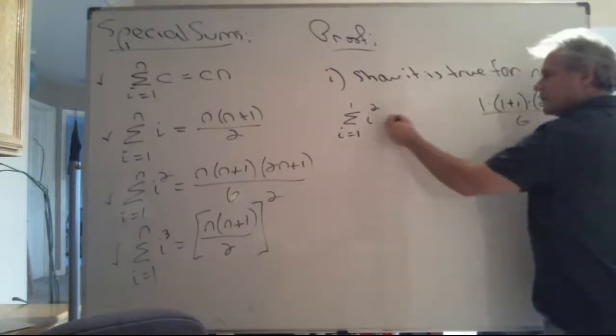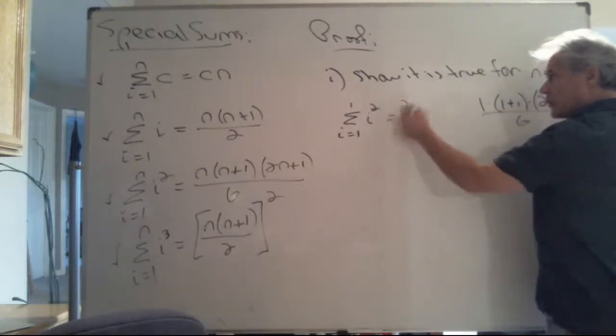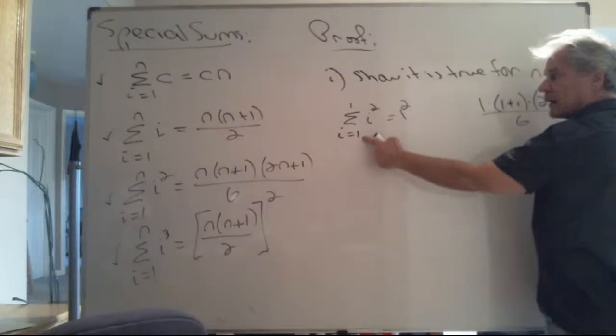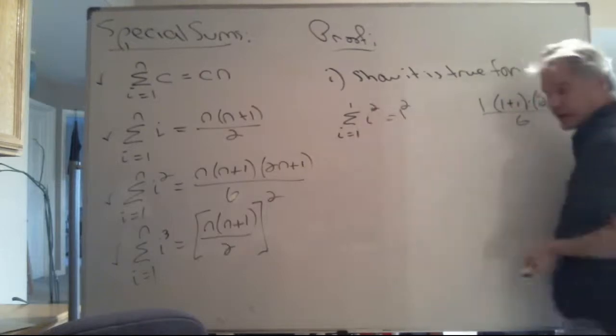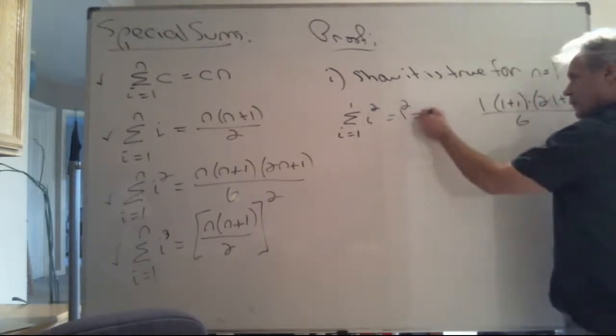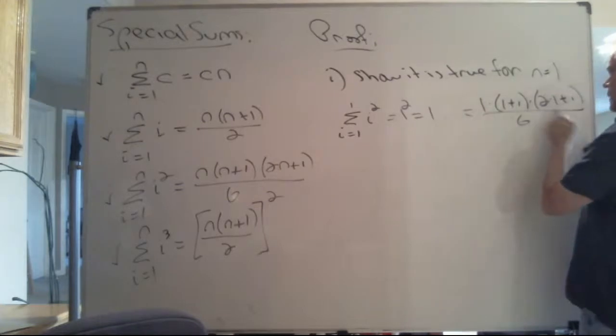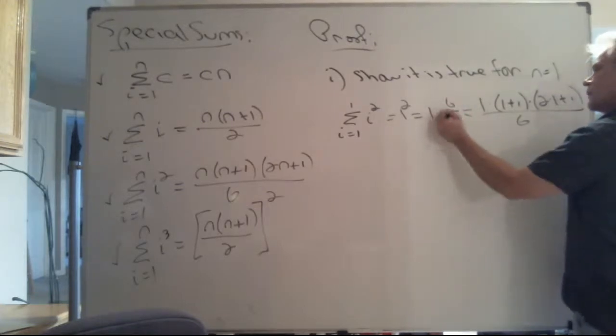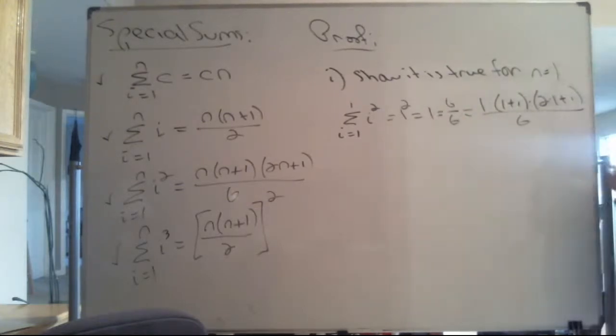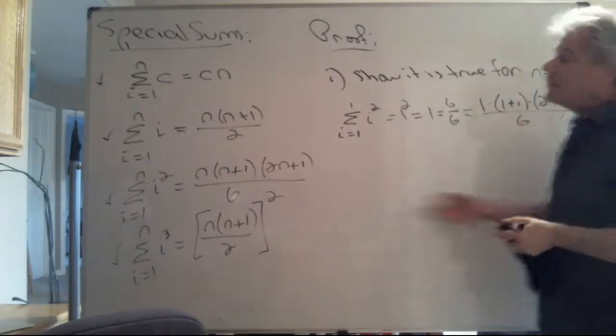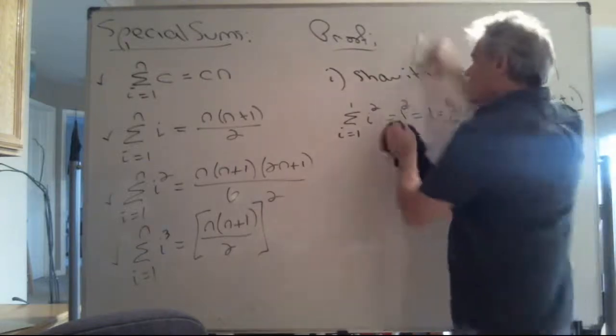Now, on the left-hand side, that gives me 1 squared added to nothing else because the starting value for the index variable i is the same as the last value. But that's just equal to 1. But over here, doesn't that give me a 6 over 6, which is also equal to 1? So, trivially, this statement is true when n is equal to 1.